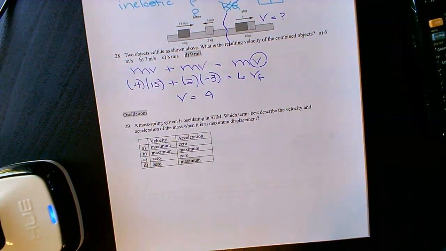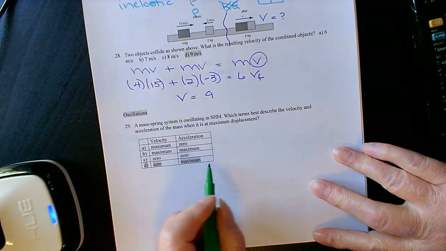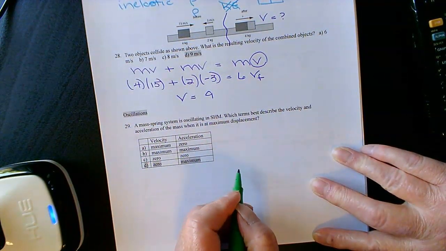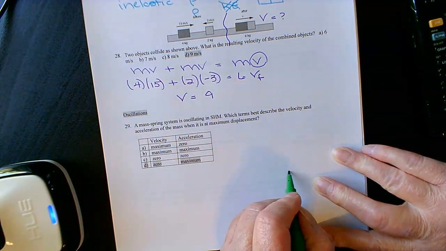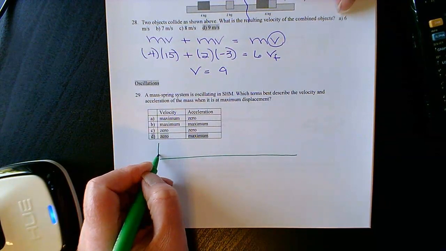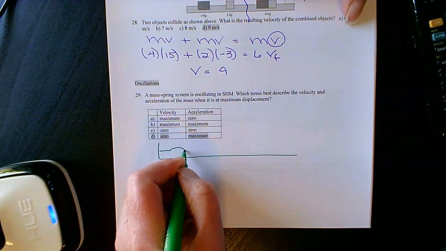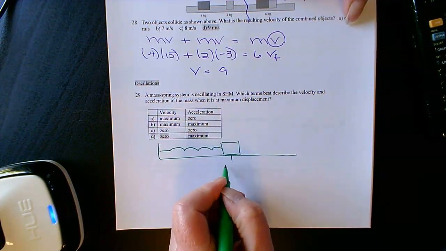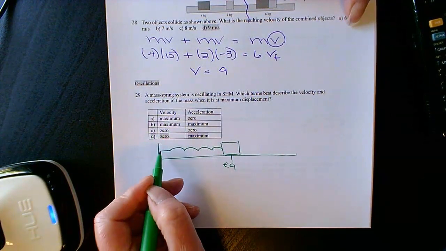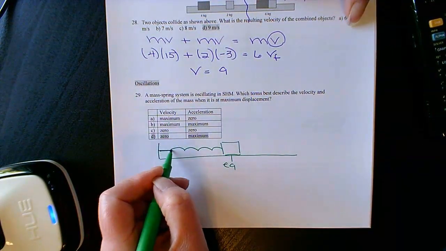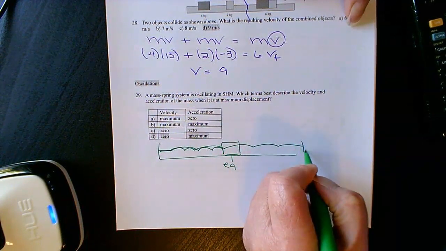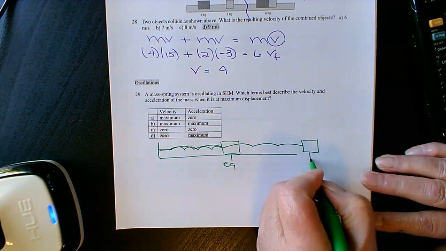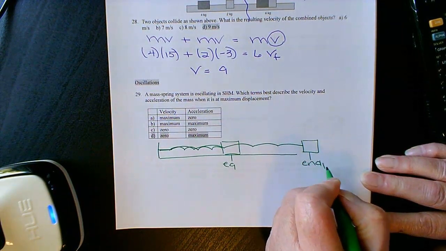Okay, oscillations. Yes, you need to know your spring facts. Let's talk about the spring facts before we look at the question here. Let's say that we have a wall here. We'll have a spring and a mass. This position here is going to be equilibrium. But I'm now going to pull this mass, so this is going to be tighter, and we're going to pull it over here to an end point.